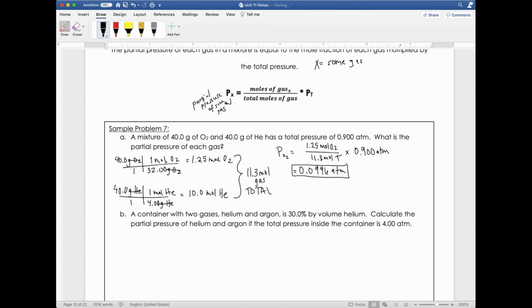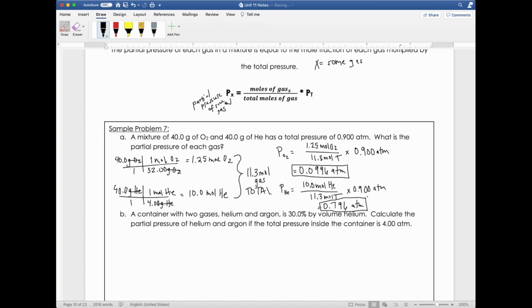Let's try it for the helium now. So let's find the partial pressure of helium. We want to know, what does that exert? Let's use the 10 moles of helium on top, divide that by the total moles total, times that 0.900 atmospheres. Now, of course, there's a heck of a lot more helium in this system, so it should exert a much more significant pressure. And you'll see that when you solve for this, that's in fact what you get. And your answer should be 0.796 atmospheres.